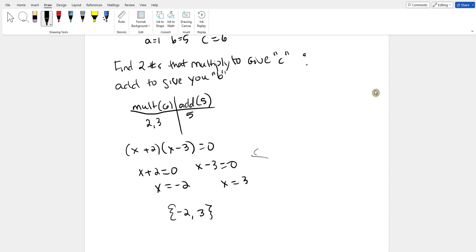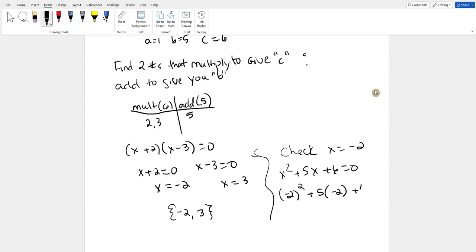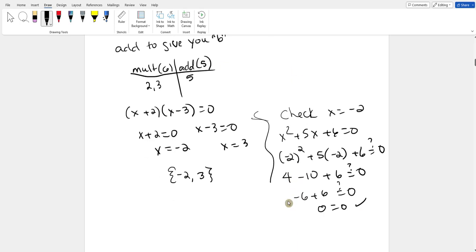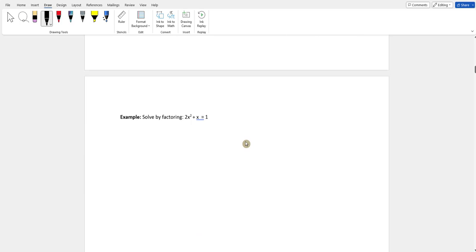You can always do a check to see if this works out. Let's say we check x is equal to negative 2. I'm going to plug negative 2 back into the original problem of x squared plus 5x plus 6 equal to 0. I have negative 2 squared plus 5 times negative 2 plus 6. I want to see if that's equal to 0, so I'm going to put a question mark over the equal sign. So I get 4 minus 10 plus 6. 4 minus 10 is negative 6. Negative 6 plus 6 is 0. So as you can see, negative 2 works out. You can do the same thing for the other solution, and you'll get the same result.